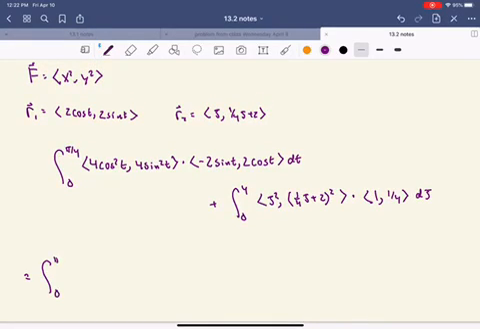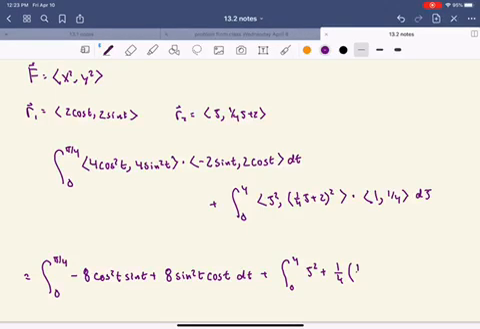So from 0 to pi over 4, that's going to be negative 8 cosine squared of t sine of t plus 8 sine squared of t cosine t, dt, plus from 0 to 4 of tau squared plus 1/4, and then you just take 1/4 tau plus 2 and square it, whatever that is.